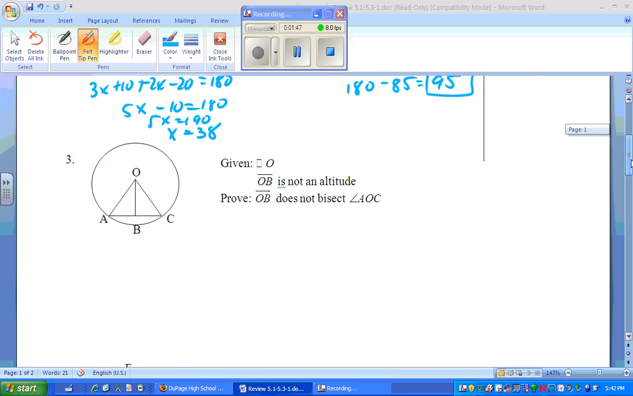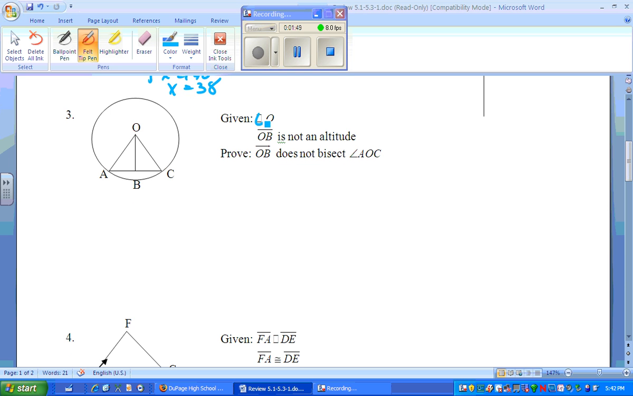All right. Number 3 looks like an indirect proof. We got circle O. Circle O is going to give us the two radii OA and OC congruent. It's an indirect proof, so we are going to assume the opposite of what we need to prove. That means we're assuming that OB is the bisector of angle AOC, causing angle 1 and angle 2 to be congruent to each other. Our goal is to prove that this is an altitude, so we'll call this 3 and 4, and we know reflexive property here, so we can prove these by side, angle, side.